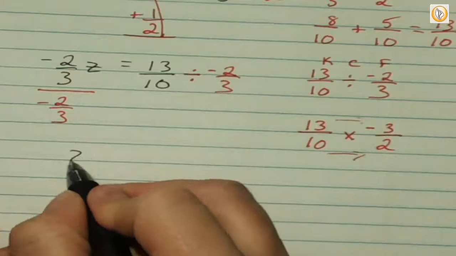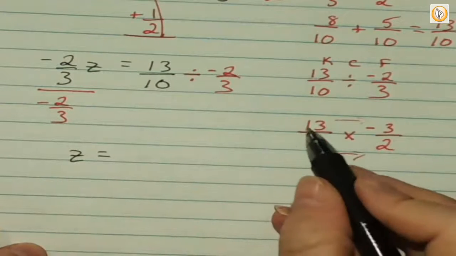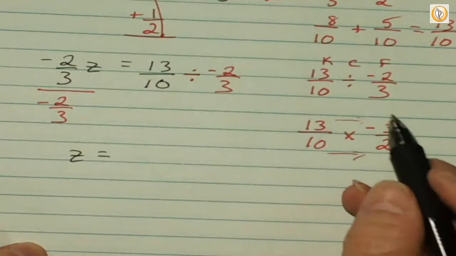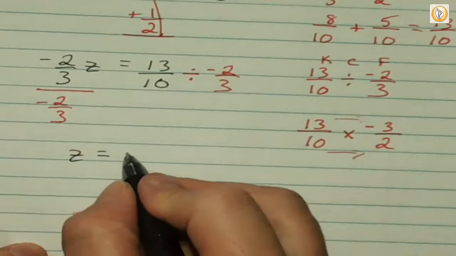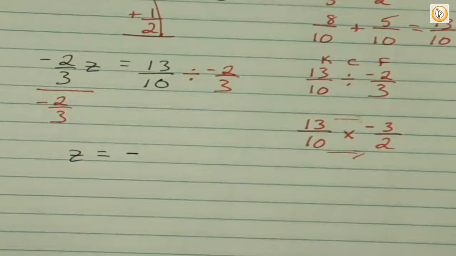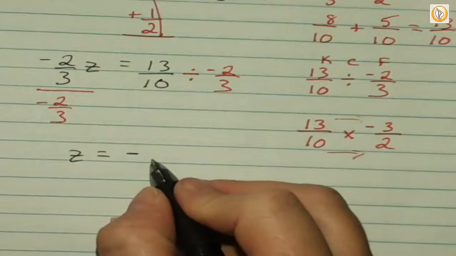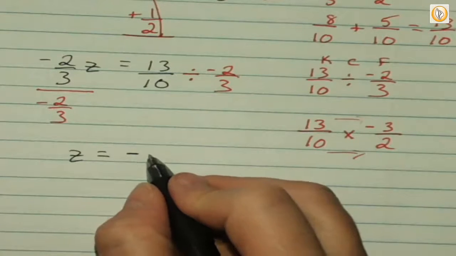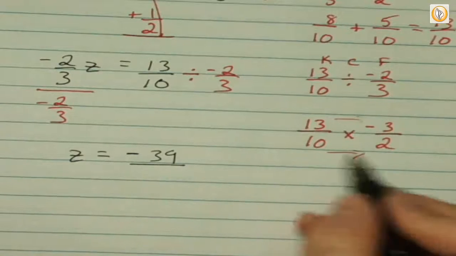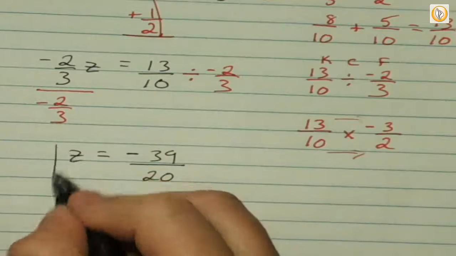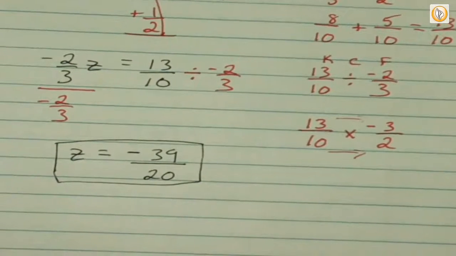So I'm going to have over here, z equals, what is 13? So let me just ask you this. Positive fraction times a negative fraction. It's going to be a negative answer. So 13 times 3 is, Michaela, 39. Very good. And then 10 times 2 is, 20. There you go.